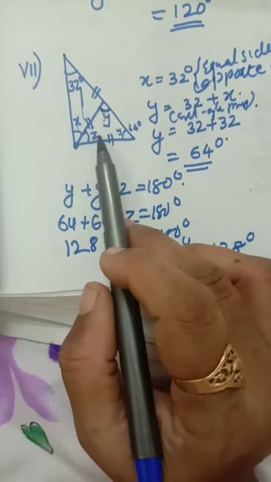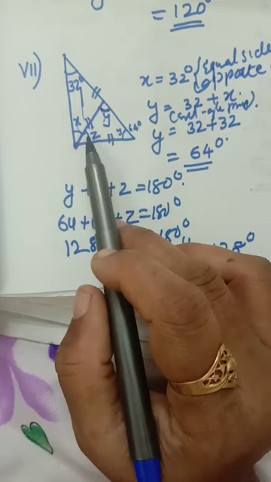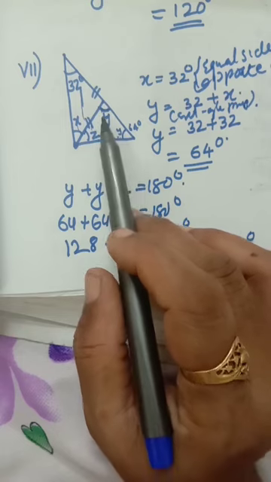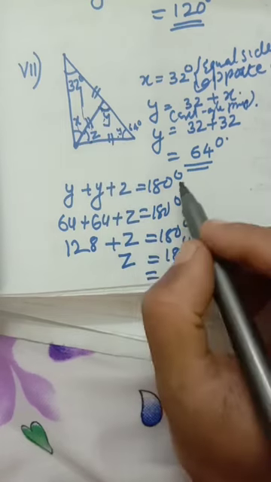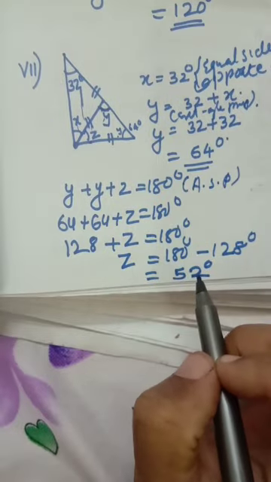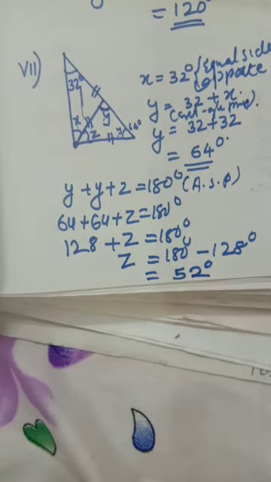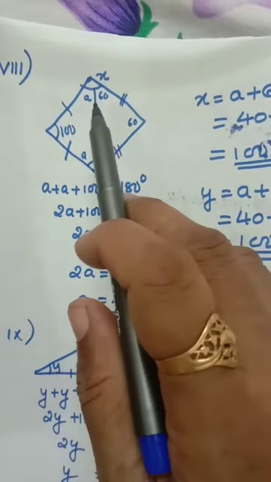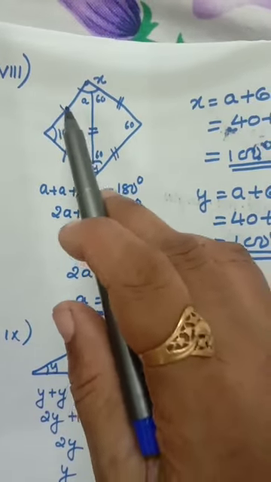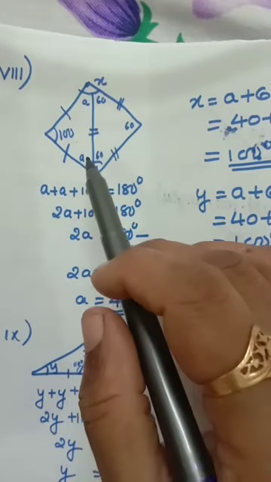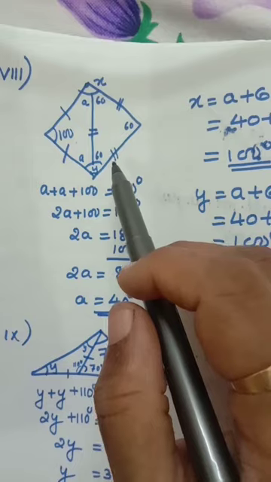Okay, here I put Z. That Y plus Z. Y already you got 64. Then here also 64. 64 plus 64 plus Z equal to 180. Angle sum property. You will get 52 degree. Here next. Here, see, two sides equal, opposite angles are equal. A. Here three sides are equal.